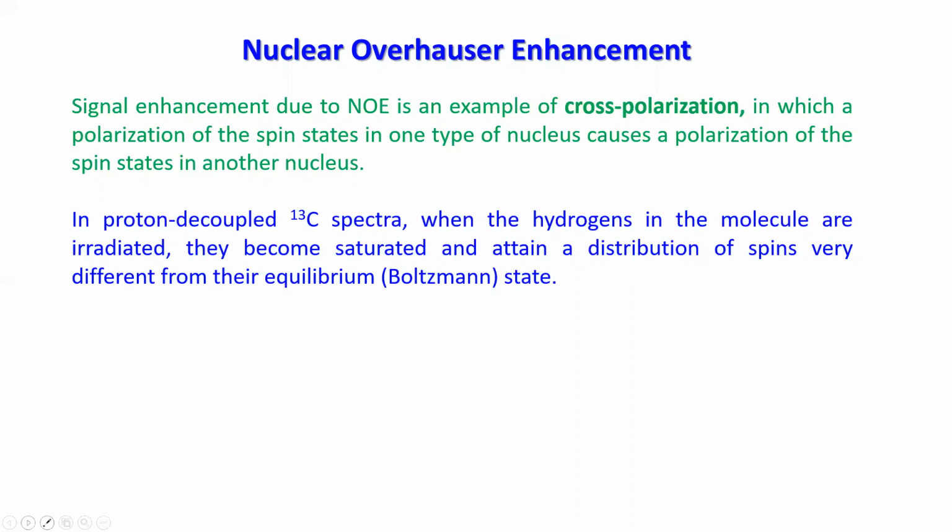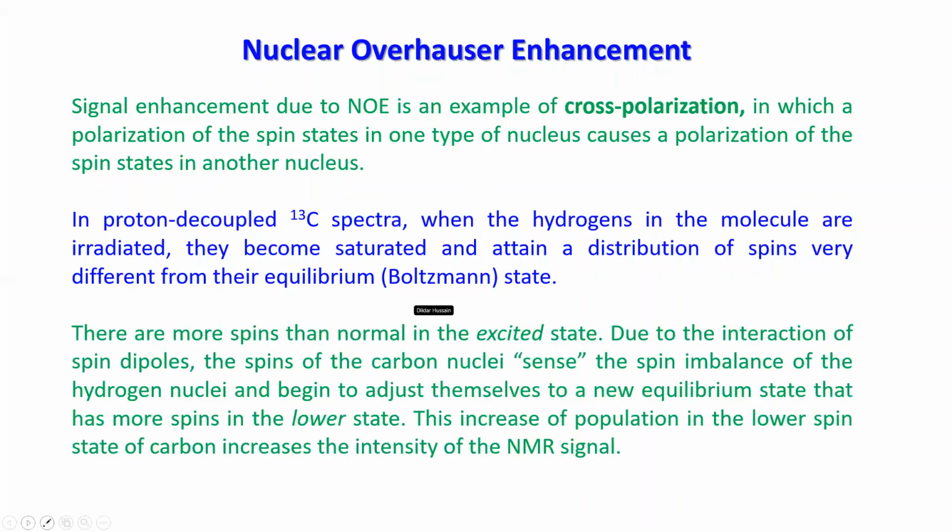You have a polarization developed in that particular nuclear system. Now there are more spins, I mean there are more spins than normal in the excited state. Okay, more spin than normal in the excited state. What is meant by that?